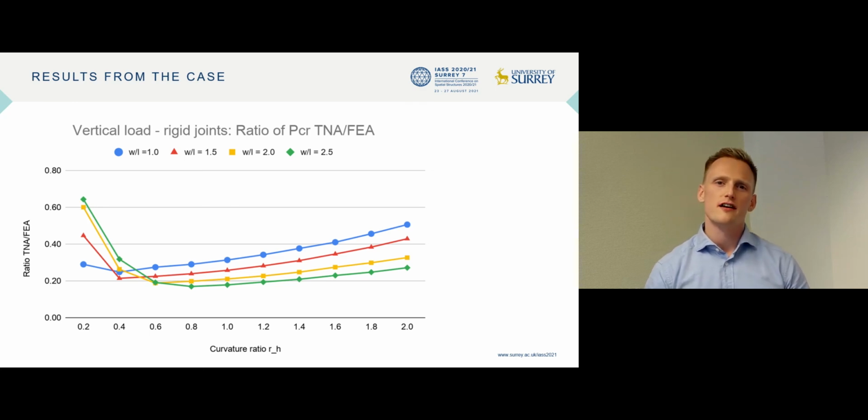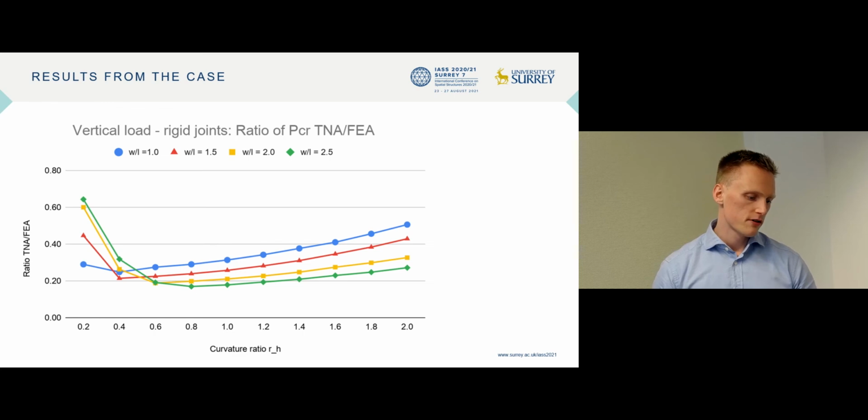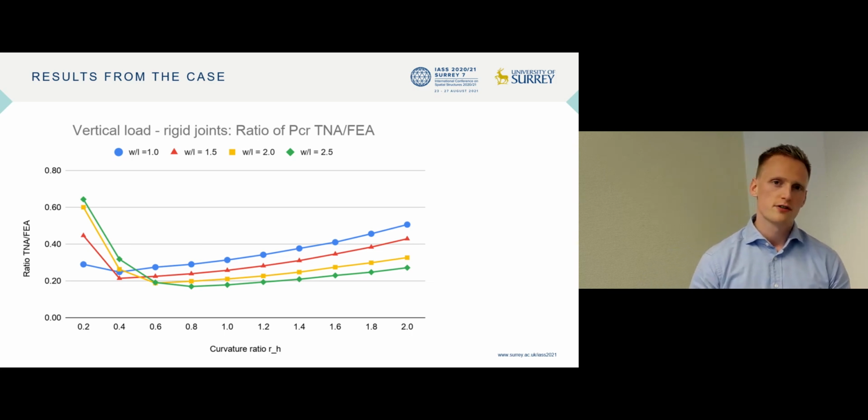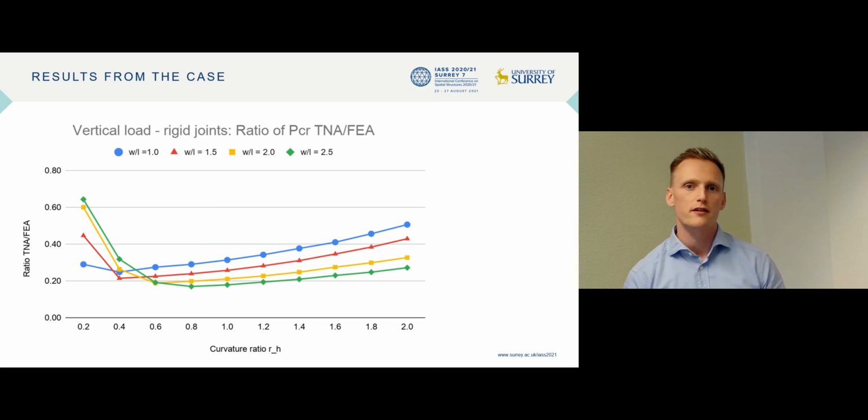More interesting is the accuracy of the buckling estimations from the TNA. In this figure, you see the ratio between the buckling estimations from the TNA and the finite element analysis. And in general, there is a linear relationship between these two. Note that for curvature ratios below 0.4, the results are not valid due to the lack of bending behavior in the TNA.